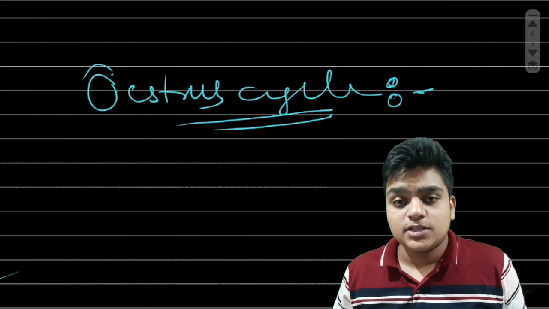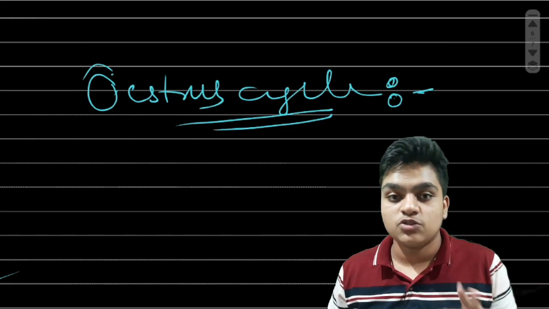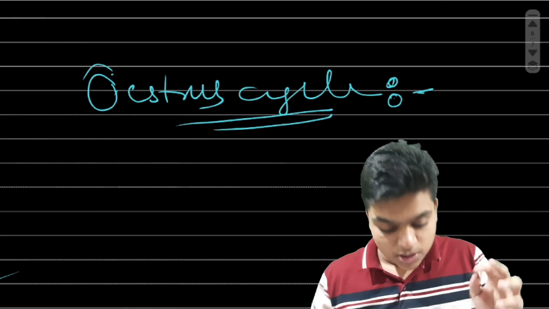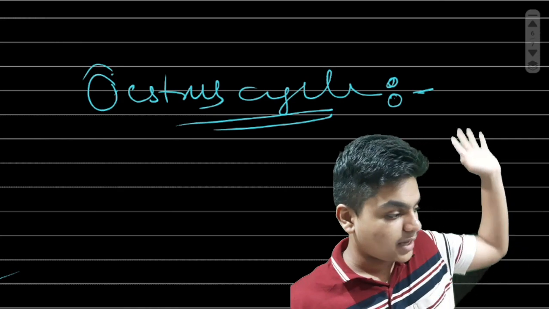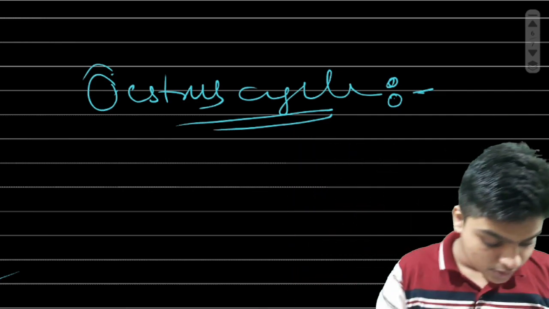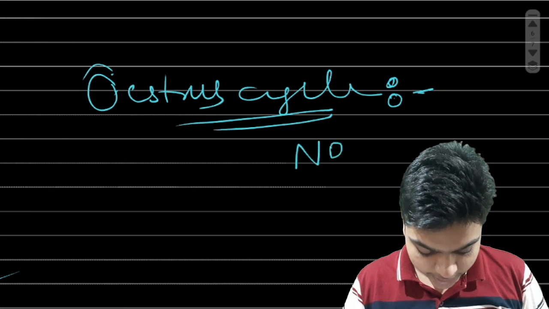So we will be basically starting with the menstrual cycle. Actually, the menstrual cycle has got two names. One is the menstrual cycle. The second one, as you can see, is termed the oestrus cycle.